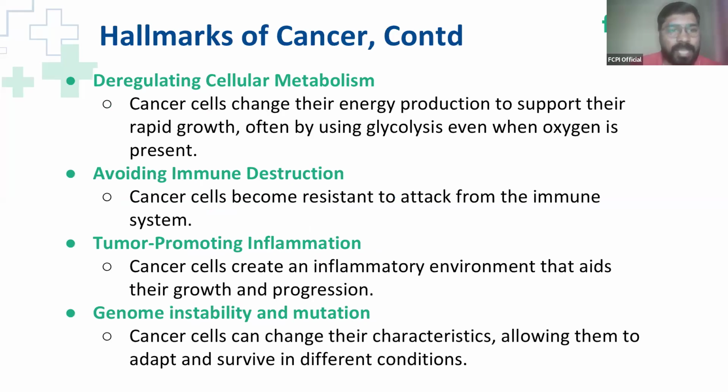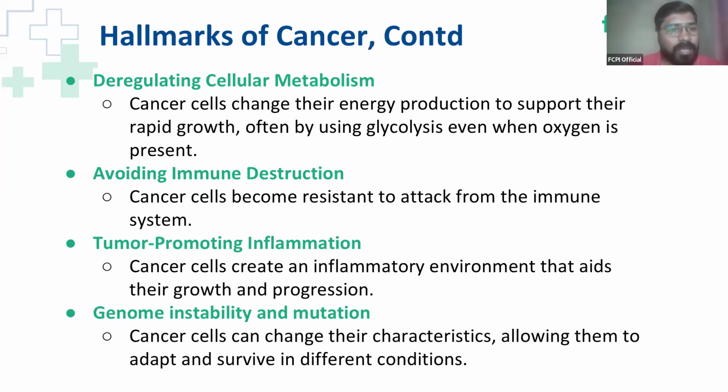The six which I have explained were the classical six hallmarks which were introduced in 2000. And the emerging hallmarks which have been updated in 2011 and 2022 are these four. Coming to the seventh one, deregulating cellular metabolism. These cancer cells change their energy production to support their rapid growth. Generally, they use glycolysis even when oxygen is present, building their own unit for energy production. Like we can use PET CT scan for the identification of cancers using the same mechanism.